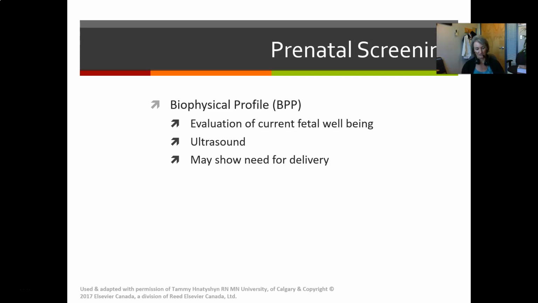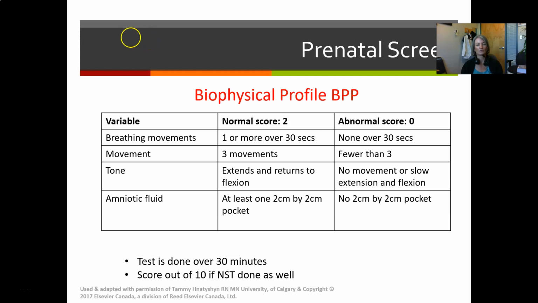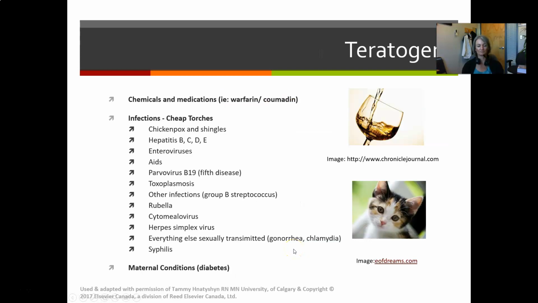Okay, and this next slide has a breakdown. So what are they looking at? They've got the ultrasound on, and they're looking at breathing movements, body movement, tone, and how much amniotic fluid there is. They're getting that visual of the baby, and then they're getting a score. It's done over 30 minutes. And like I say, it's out of 8 if you didn't use a non-stress test, or 10 if you did hook them up to the machines.